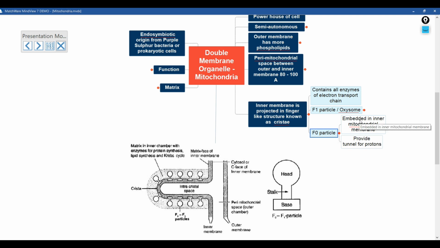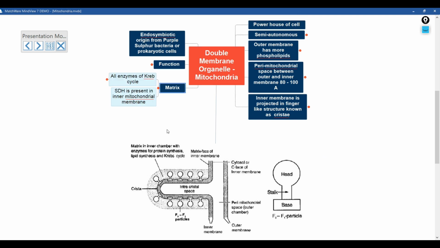Then the F0 particles are embedded in the inner mitochondrial membrane. We can see in the diagram as well. So these are embedded, and they provide a tunnel for protons. Okay, and this eventually also helps in the process of terminal oxidation in respiration. So that is the function of the F1 and F0 particles.